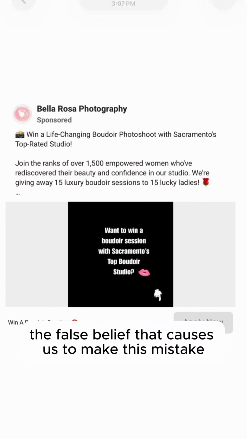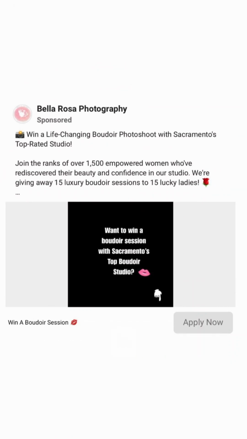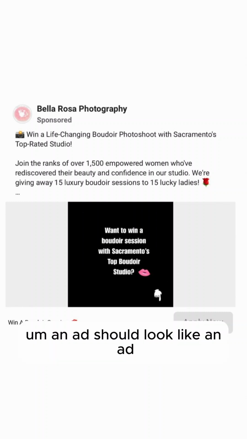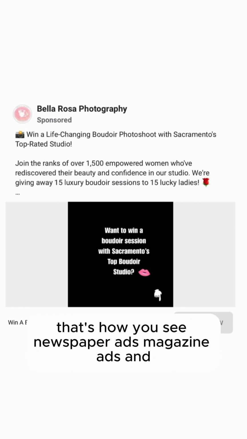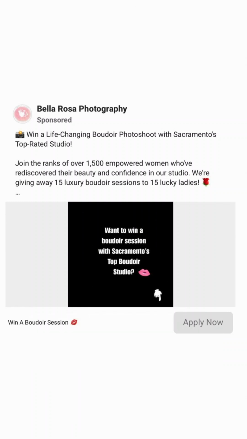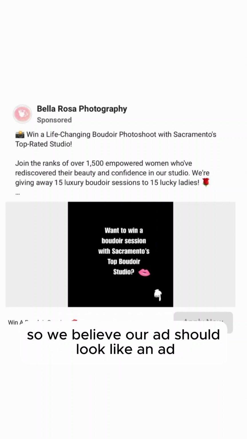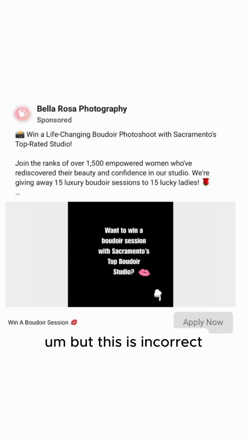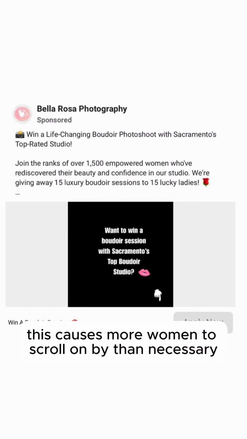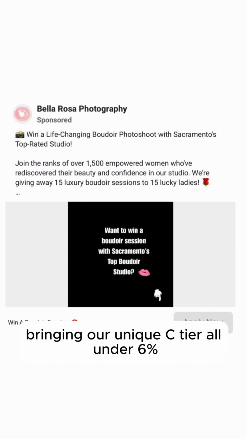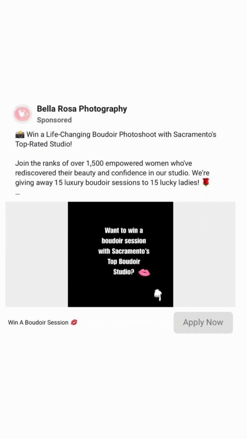So the false belief that caused us to make this mistake is that we actually believe an ad should look like an ad. That's how we've seen newspaper ads, magazine ads, TV ads, other ads on Facebook, other boudoir ads on Facebook. So we believe our ad should look like an ad. But this is incorrect. This causes more women to scroll on by than necessary, bringing our unique CTRL under 6%.